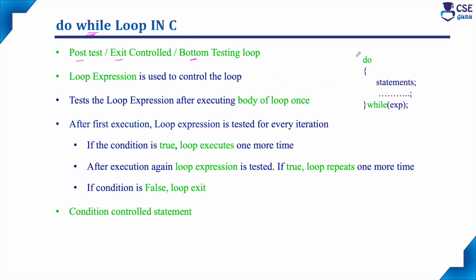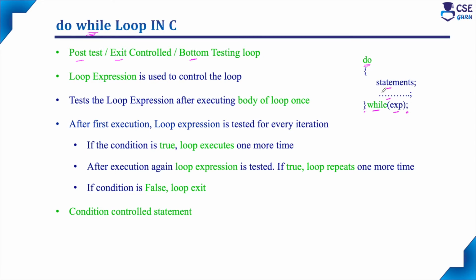If you're considering the syntax for do while loop, it starts with the keyword do, then within curly braces we can specify any number of statements. This is nothing but the body of the loop. Immediately after the closing curly brace, we need to specify the keyword while, and within parentheses, the loop expression. The important thing to note here is that the do while loop ends with a semicolon. This we need to remember.